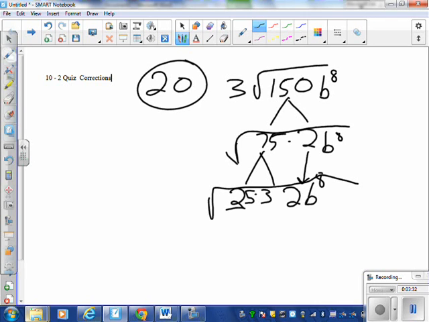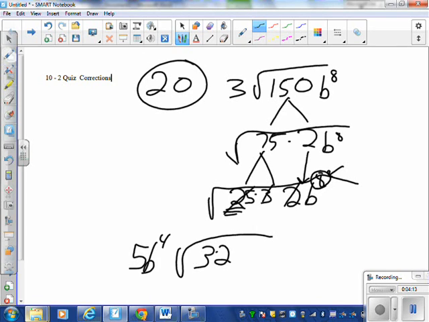What's the square root of 25? That would be 5. So that one I'm taking care of. What's the square root of 3? There isn't one, so I leave that inside. What's the square root of 2? There's not one, so that stays inside. And I'm looking for the square root of an exponent for this 8. To find the square root of 8, you have to take half of it. So what's half of 8? 4. So this number right here turns into b to the 4th power.